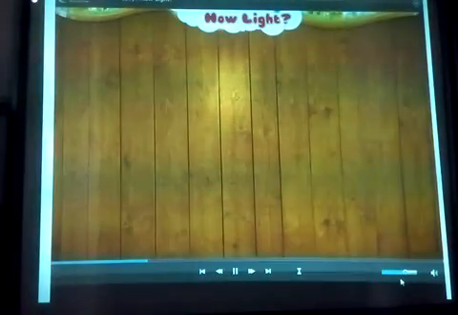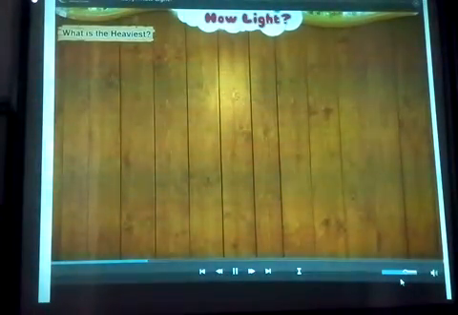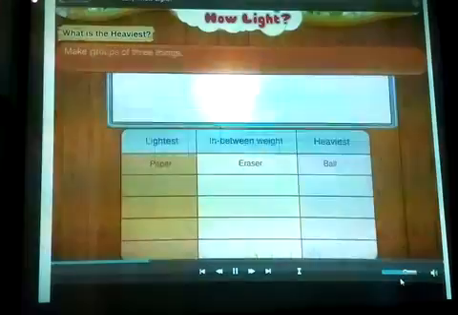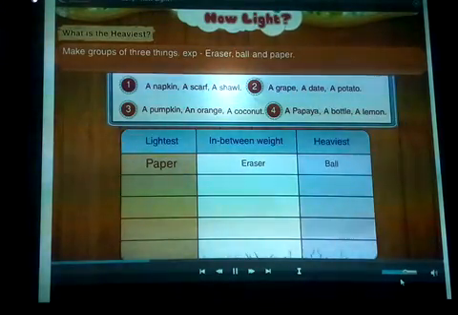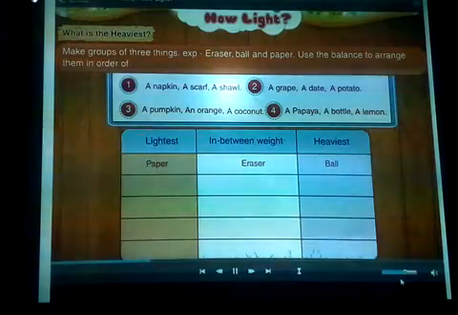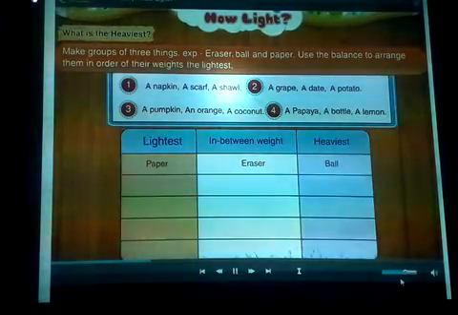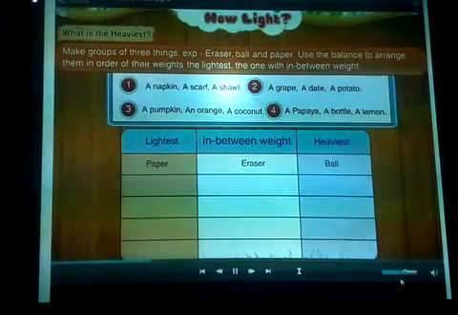What is the heaviest? Make groups of 3 things. For example, eraser, ball and paper. Use the balance to arrange them in order of their weights: the lightest, the one with in between weight, the heaviest.